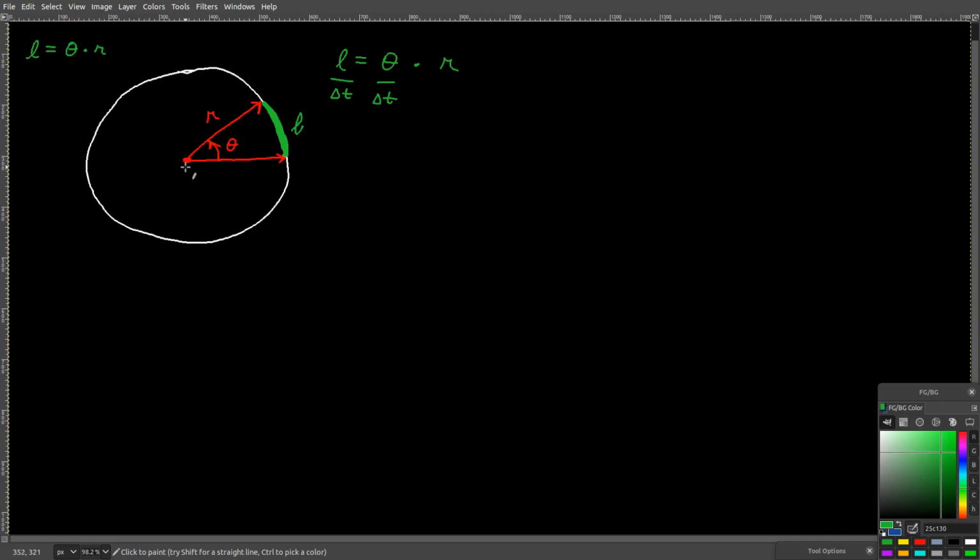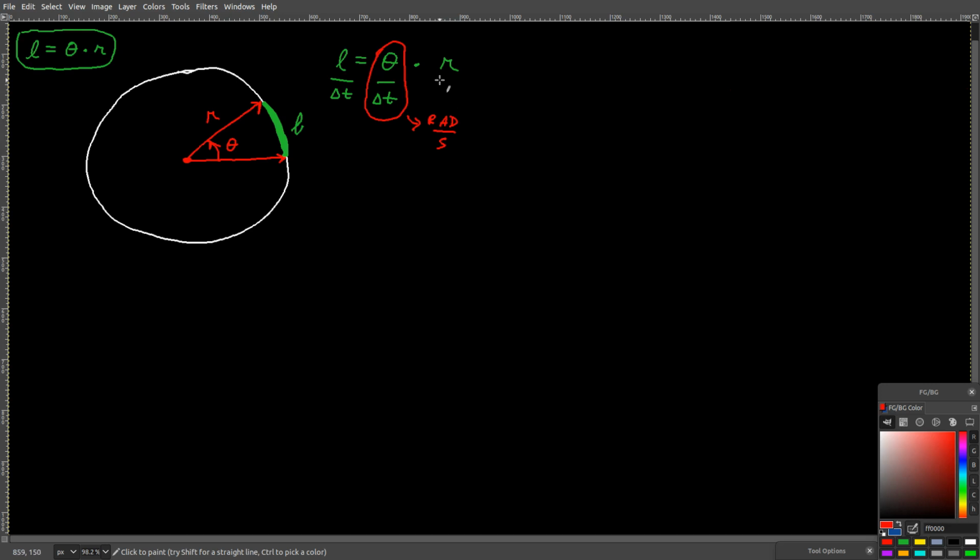Finally, if you look at the formula for our arc length, L equals theta times r, and also the version where we divided both sides by delta t, then on the right side we had theta over delta t, which is in radians per second. That is our angular velocity that measures how fast something rotates.